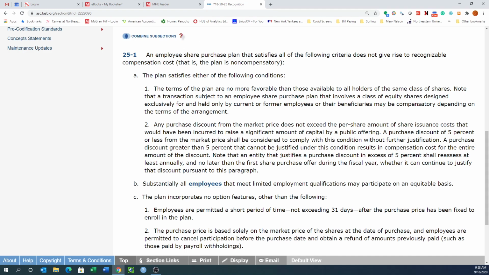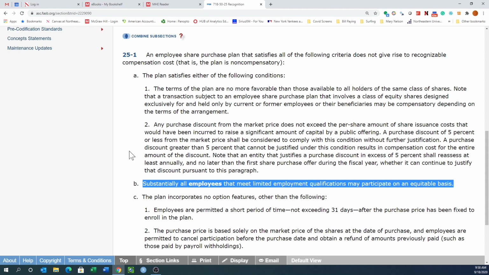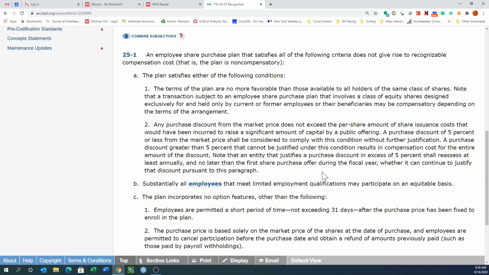So you take a look at these items. One of the things that has to happen is substantially all of the employees, depending on what the limit is, maybe there's part-time employees that don't get to be part of the plan, but substantially all the employees have to be able to participate on an equitable basis. This isn't for just the CEOs and the CFOs. This is all the employees. If it's not for all the employees, then it becomes a compensatory plan, and we'll have to recognize compensation expense. If all the employees get to participate on an equitable basis, then it's non-compensatory. We're basically just facilitating issuing shares.